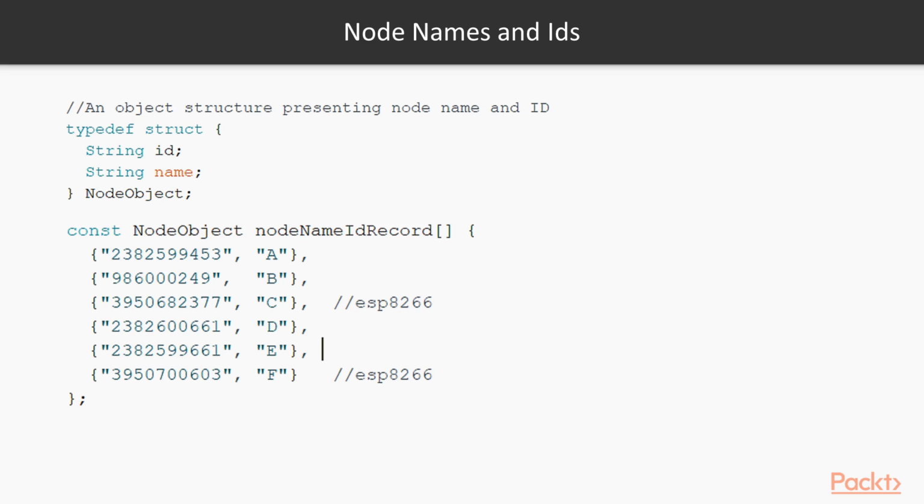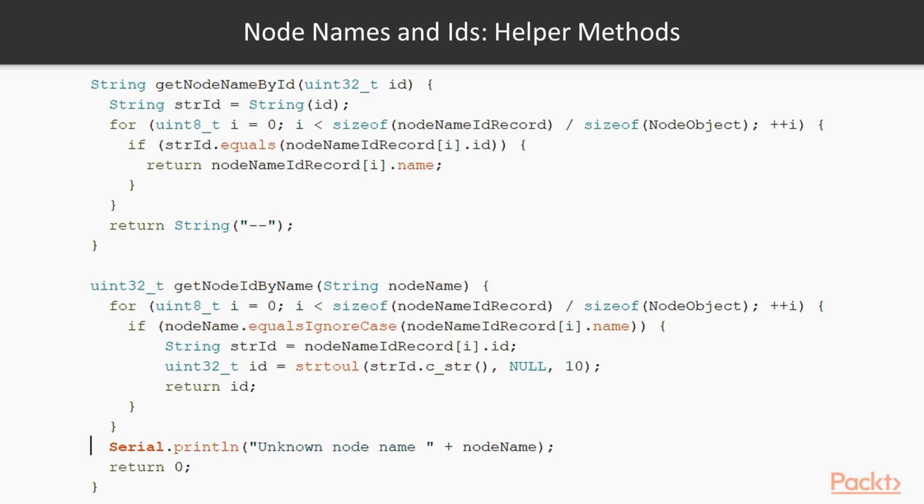So to represent a node with its ID, we are going to create a structure representing node names and IDs, then create a list of this structure, node name ID record. Of course, here you have to change the node IDs to match the chip ID of your nodes, keeping the names as they are. Then we will define some helper methods to get the node names by IDs and node IDs by name.